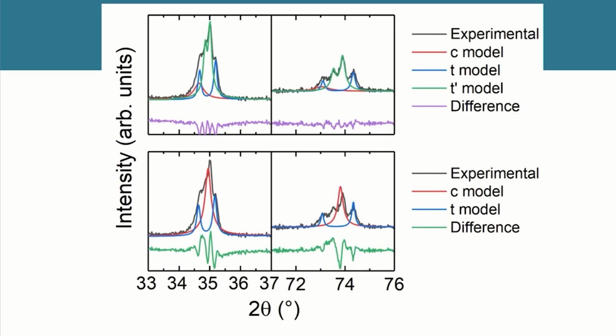Also, as a quick comparison, we see if we use the cubic model, which is shown in the lower panels, that although it might be considered somewhat of a fit, we see that the fit is improved considerably when we include the tetragonal prime model, which accounts for the double reflections from both the tetragonal phases.